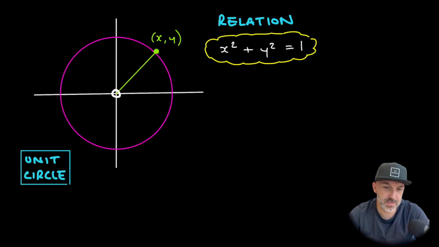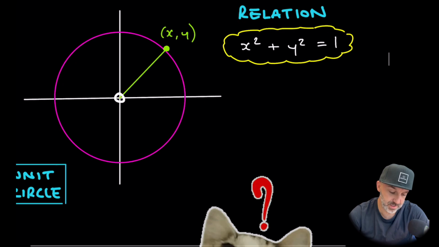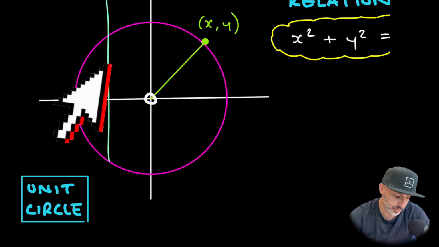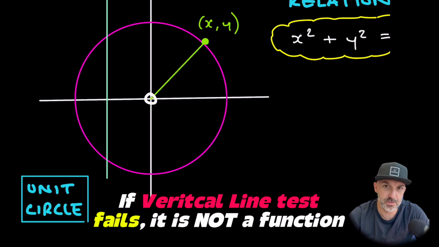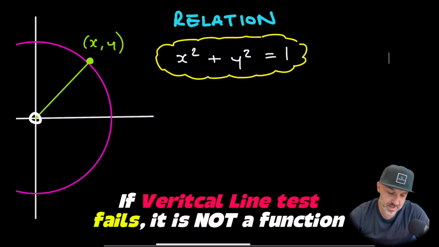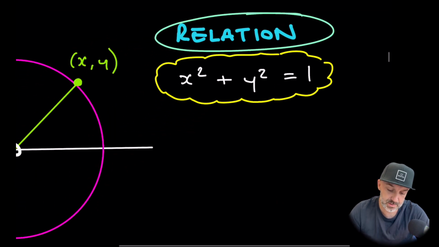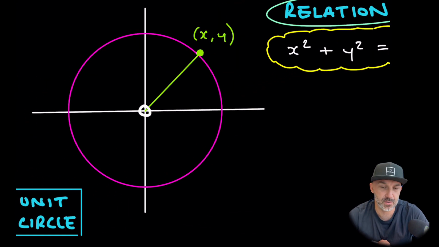Just before we start, I think it's important to get our heads around what is actually going on with these implicit relationships. Have a quick look at this circle on the left here. If I drew a vertical line through this, it would fail the vertical line test. Therefore, it is not a function. Therefore, it is an implicit relationship. In this case, x squared plus y squared is equal to 1, the equation for a unit circle.